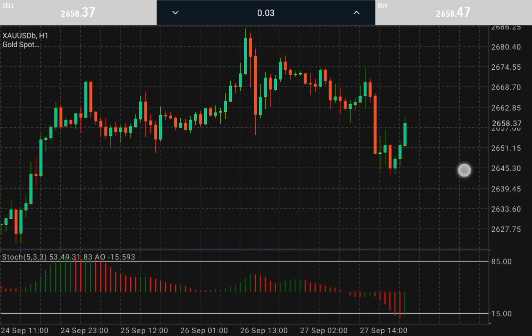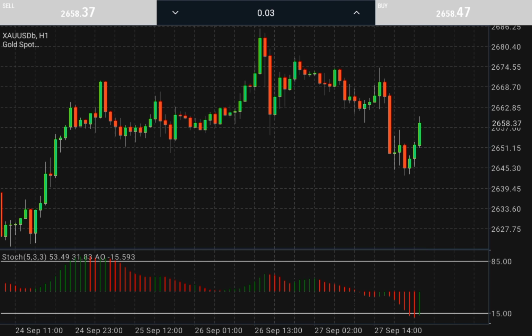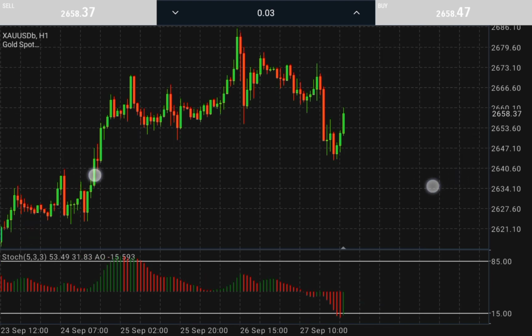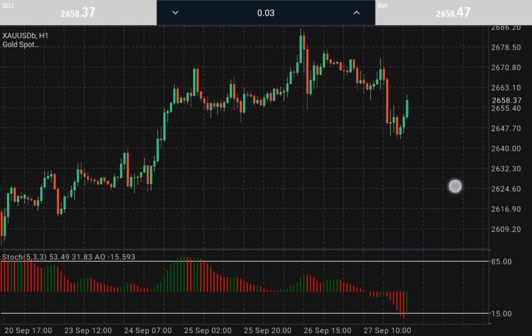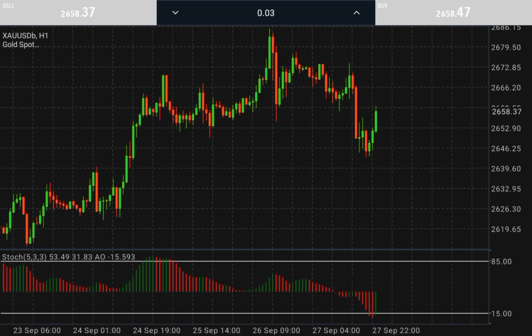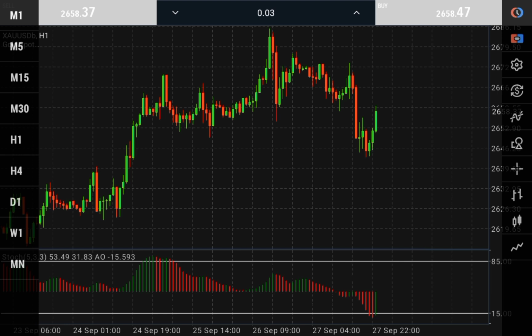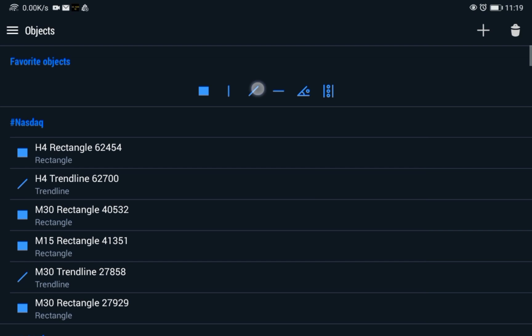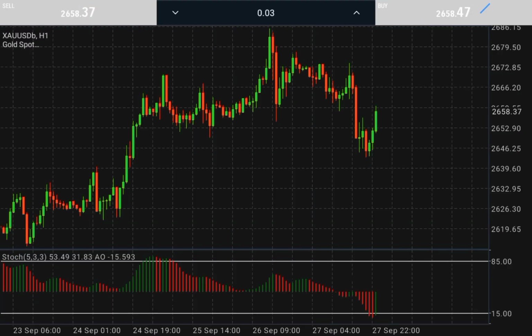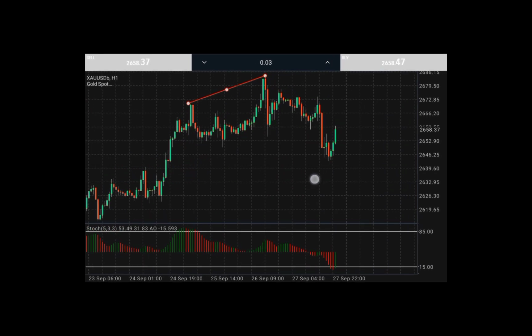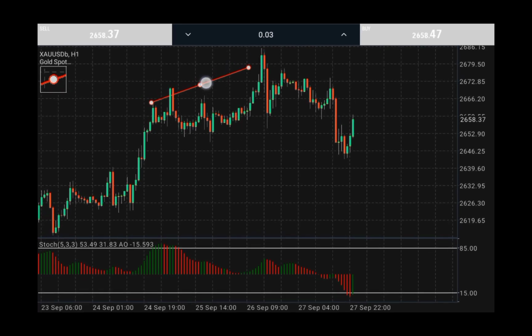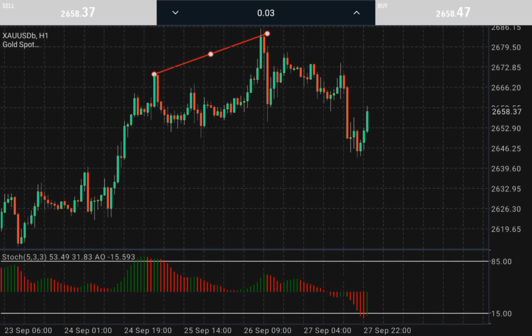Here's my H1. On my H1, I was looking for something they call divergence. How do you spot divergence on the chart? This is what I'm going to show to you guys. For me to spot divergence on the chart, I had to pick my trend line tool, and you can see there was a high here and a higher high right there, which means that this market is breaking structure to the upside.